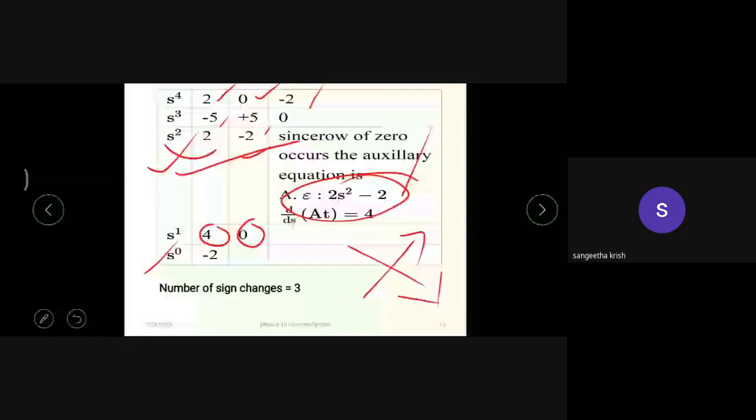That is as usual. Take the number of sign changes in the first column. Okay, here it is positive, here it is negative: one sign change. Here it is negative, here it is positive: second sign change. Here positive, here also positive: no sign change. Here positive, here negative, so there is a third sign change. So from the first column, we understood that there are three sign changes. It means that there are three zeros lying on the right side of the S plane. Okay. So I can also conclude the system is unstable.